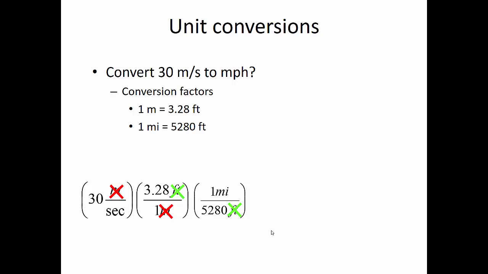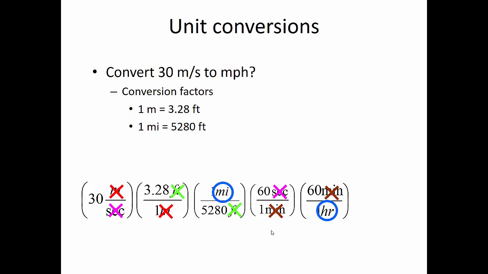So I need to get rid of the seconds on the bottom and convert that to hours. There are 60 seconds for every 1 minute. In this case, my seconds cancel. And there are 60 minutes for every hour, so my minutes cancel. Now I'm left with miles on top and hours on the bottom, so I have miles per hour. Now I can just multiply all of the numbers on the top and all of the numbers on the bottom and finish the math, and I'll end up with 67.1 miles per hour.